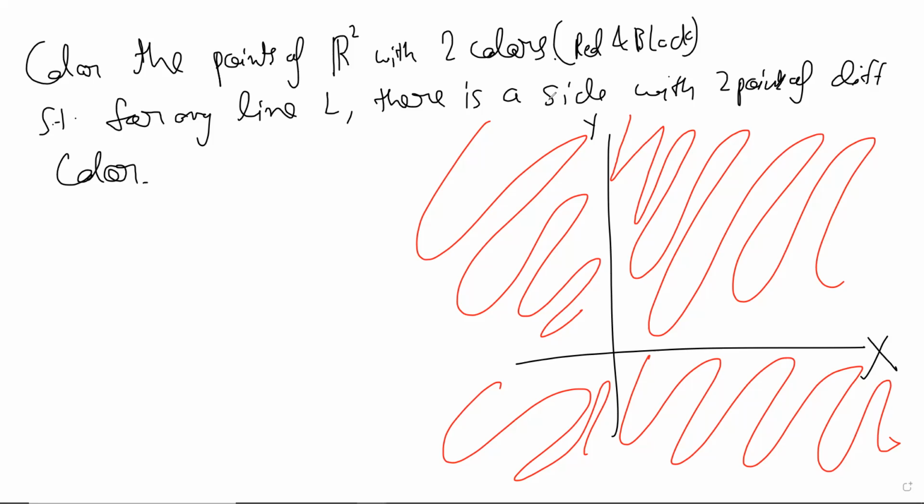So therefore, any single line cannot separate, and it is not separating. One line is not separating, right? Two lines are needed. If you now take any line, if you take this line, it is not separating, right? Because you look at the above part, there is a black point and there is a red point. Take any line you see, not separating.